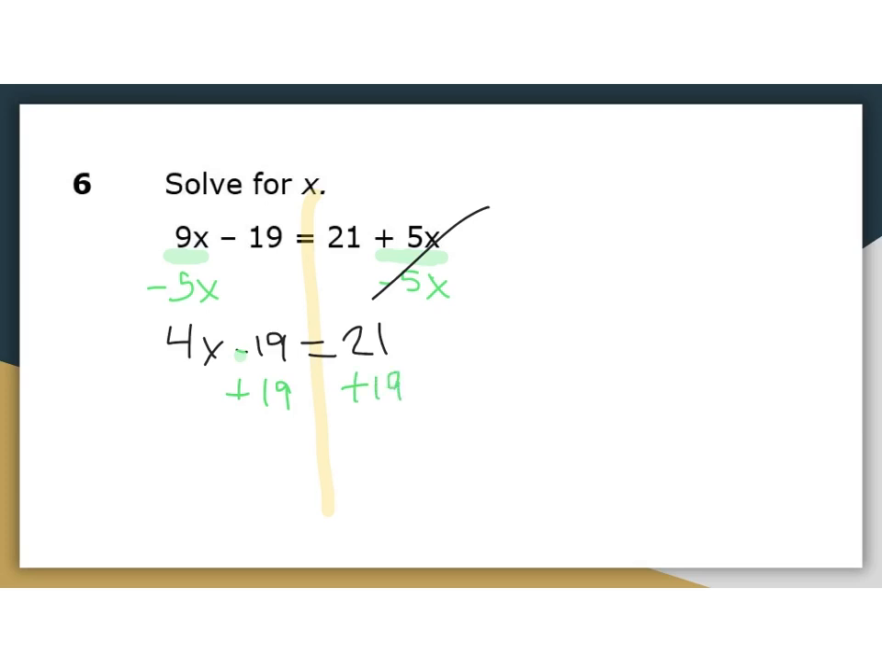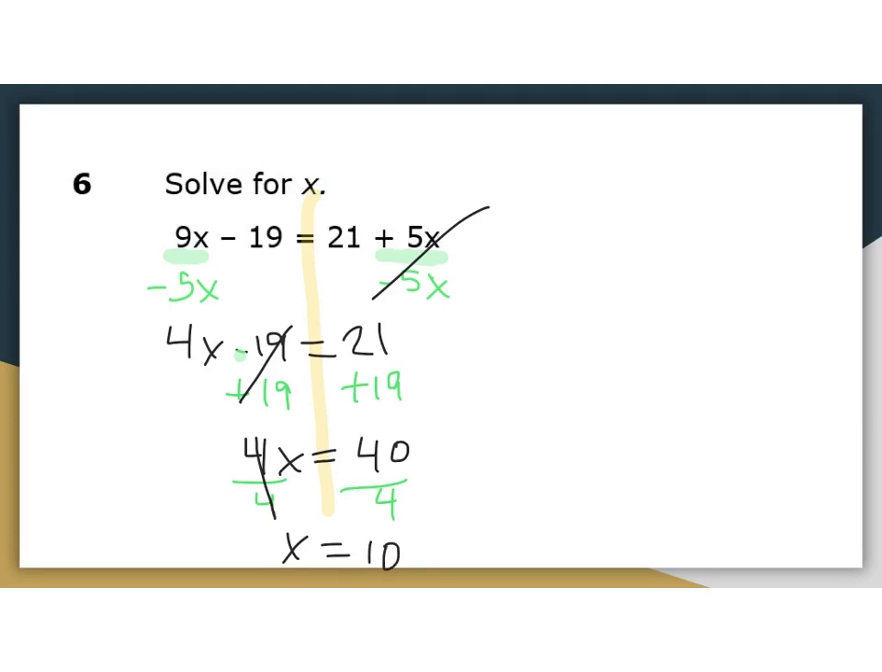And then when you do that, the 19s are going to cancel out, leaving you with just the 4x equals 40. And then your last step is going to be to divide everything by the 4, and that leaves us with the x variable by itself, the 4 is canceled out. And 40 divided by 4 is 10.